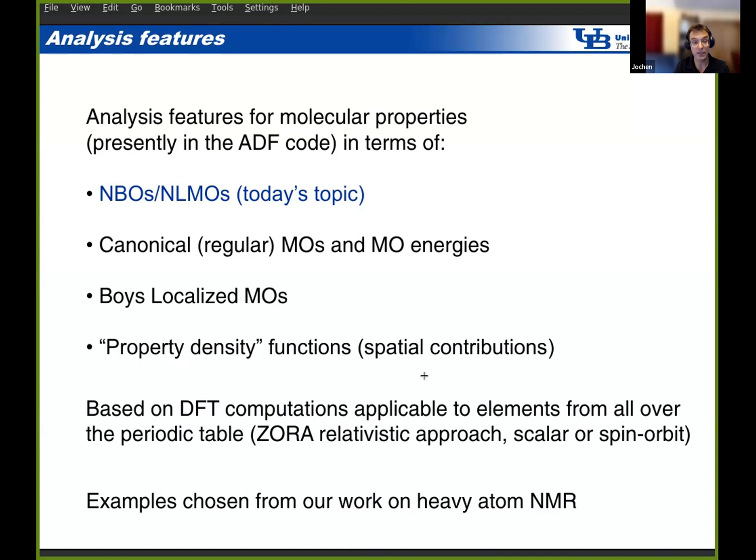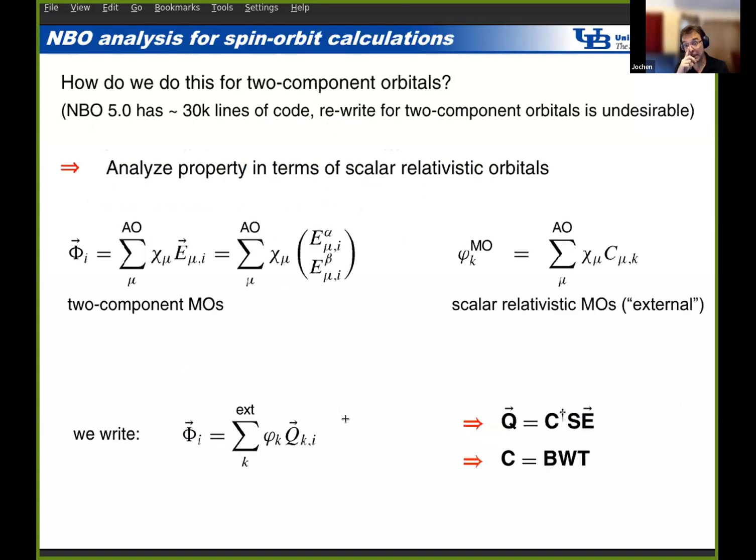Okay, so let me then show you very quickly how this is done. I want to sketch out the underlying machinery very briefly and then show you some examples. So at the time when I considered implementing this, the then current NBO version was 5, with about, I don't know, 30,000 or so lines of code. And I then decided that it would not be desirable to redevelop NBO to work with two-component relativistic spin-orbitals.